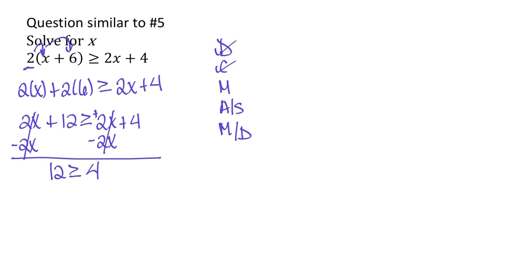So now we have this inequality, 12 is greater than or equal to 4. Well, that's true, right? Because 12 is always going to be bigger than 4. So that means that any value of x I plug into this inequality is going to make this inequality true. So that means that my solution is all real numbers because 12 is always going to be bigger than or equal to 4.